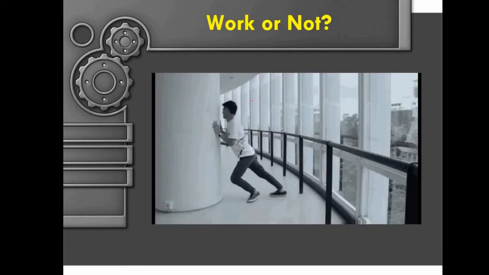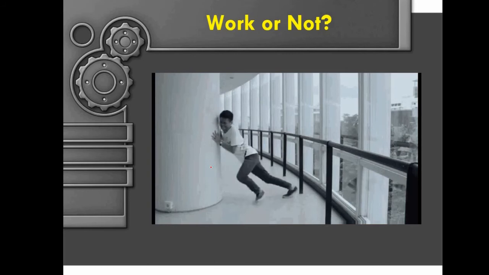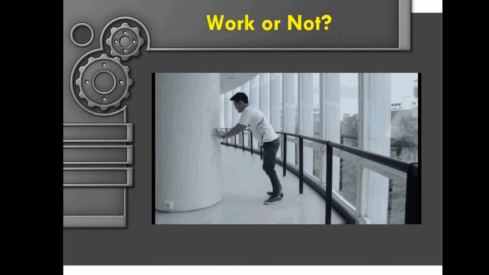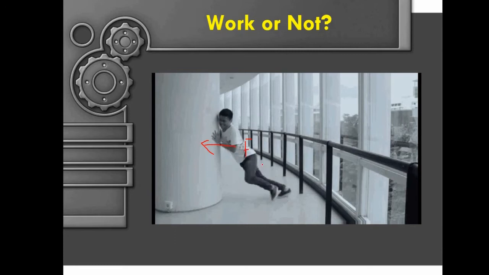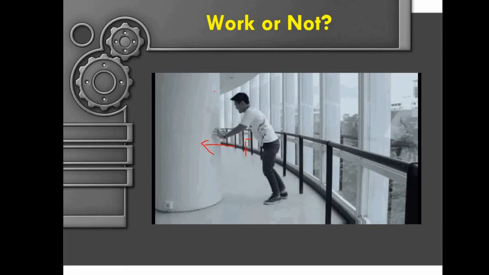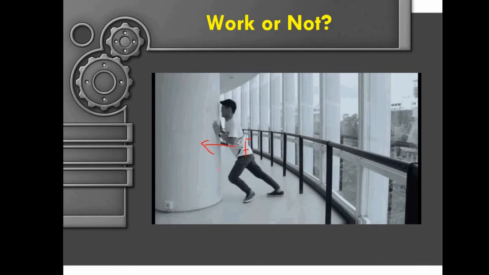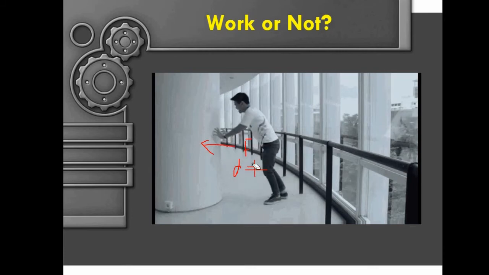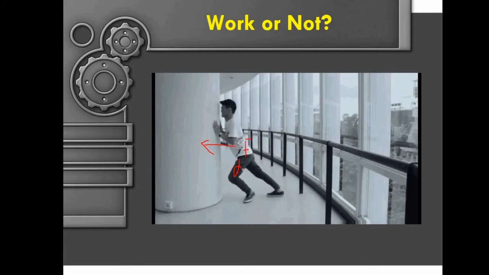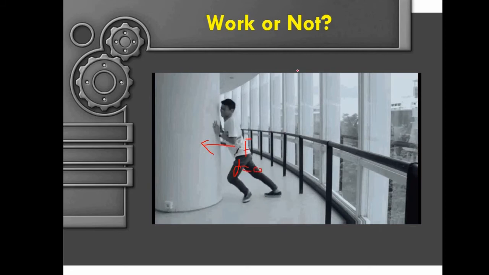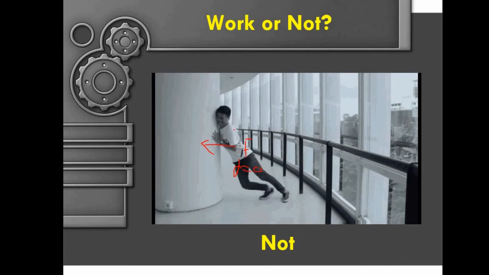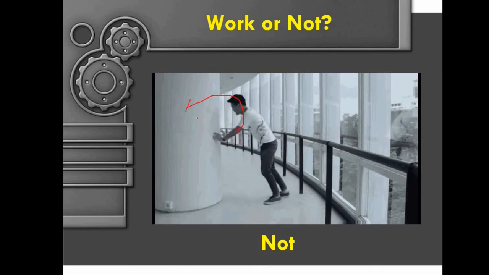How about this one? This man is pushing this column here. Is there a force being exerted by this man on this wall? Yes. Okay, there is a certain force. But is this column moving? No, this column is not moving. The displacement is zero. So even though you exerted a lot of force, there's no movement, so this man hasn't done any work on this column.